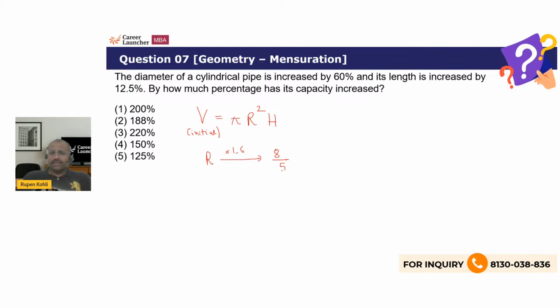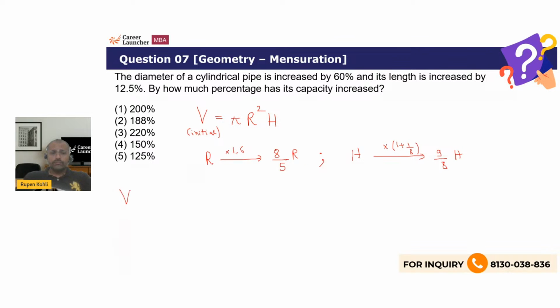So the radius has become 8 by 5 times of the original, while the length, the height, one is the same thing. If you just keep it flat, it will be called length. You'll keep it vertical, it will be called height. One is the same thing, right? Is increased by 12.5%. 12.5% is 1/8, right? So the height or the length is becoming 1 plus 1 by 8 times or 9 by 8 times. So the height has become 9 by 8 times of the original.